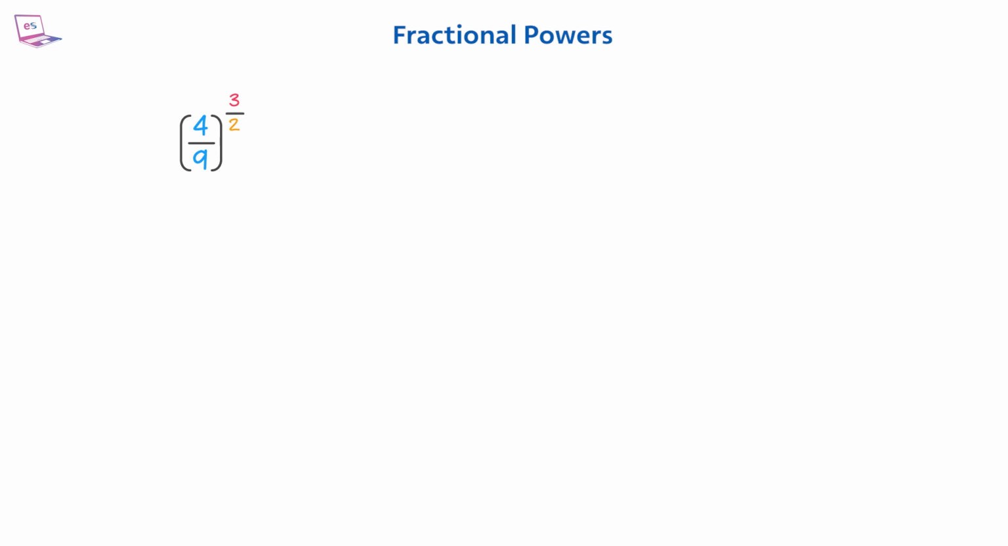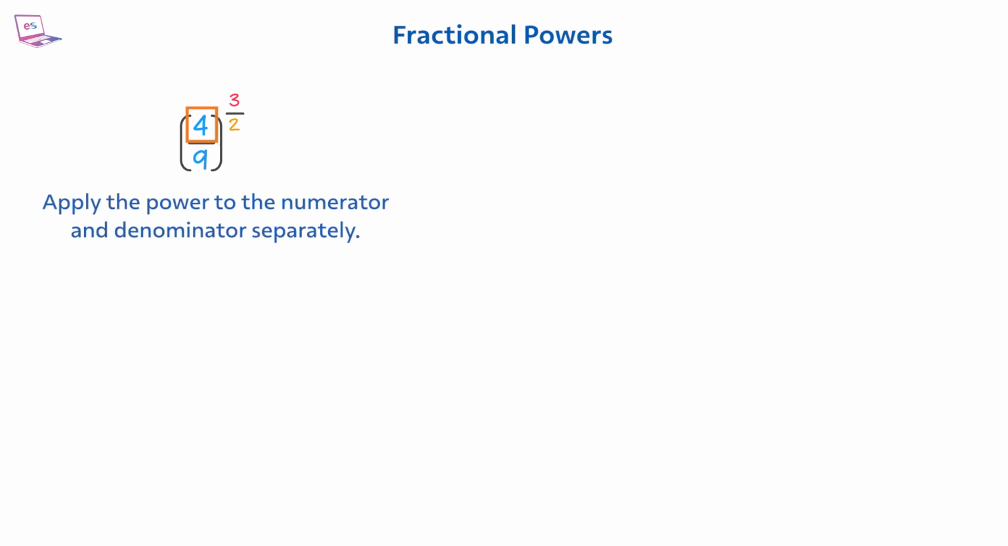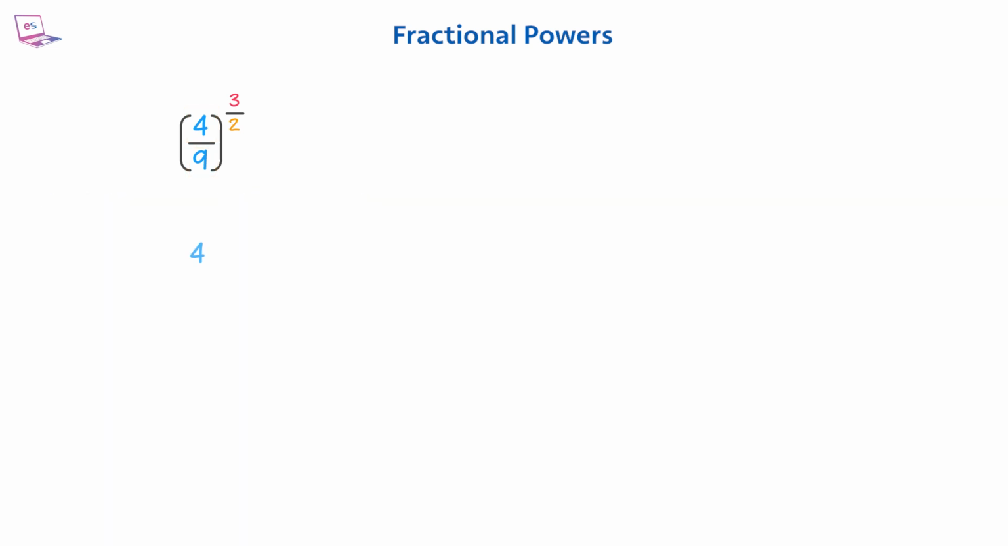4/9 to the power of 3/2. Does the number look very scary? No worries. We can easily simplify this. For expressions like this, we need to apply the power to the numerator and denominator separately. So, it will be 4 to the power of 3/2 divided by 9 to the power of 3/2.